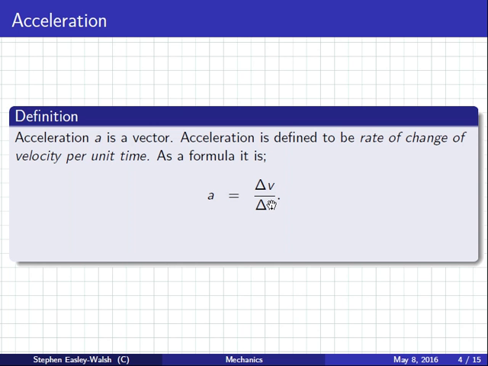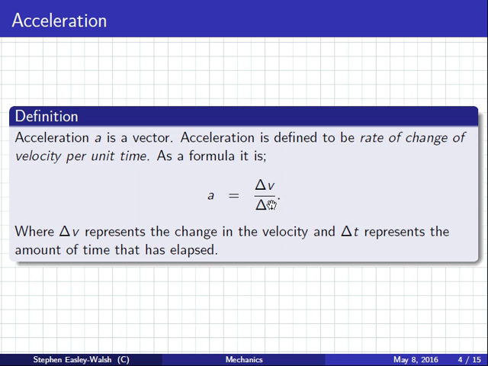Delta V is the change in velocity. Delta T is the time that has passed. And the unit, I didn't write the unit down here, but you can probably see what the unit is because we've done that last week. The V is what unit? Meters per second. And the T is seconds. Yeah, so in total it's meters per second squared is the unit here.